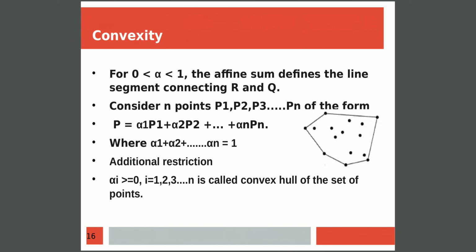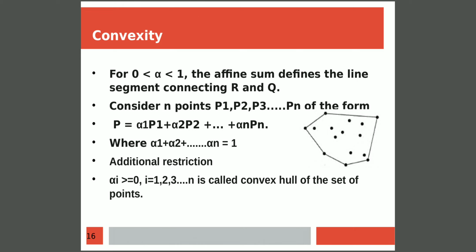Then the next concept we are going to discuss is convexity. As you know, a convex polygon is a polygon where, when you consider two random points inside the polygon and join a line segment between those 2 points, the line segment should also lie inside the polygon. Such a polygon is known as a convex polygon.